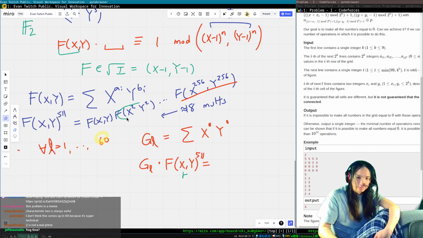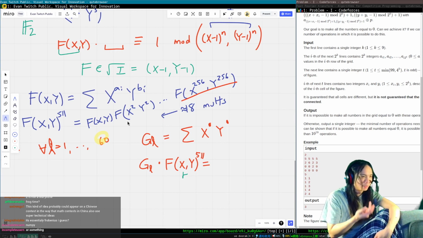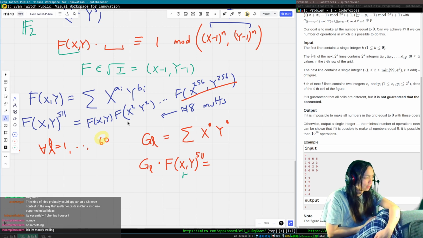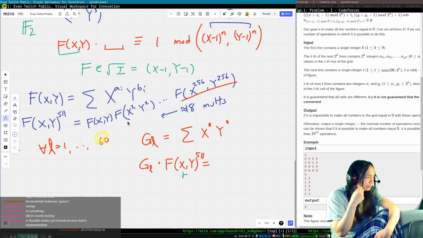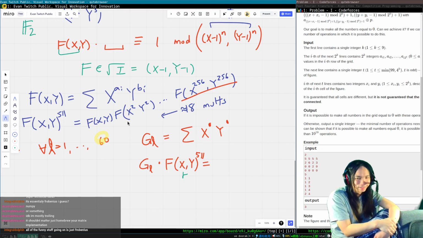Okay. Anyways, how do I implement this? NumPy? Does CodeForces let me use NumPy? I literally don't know, because I don't think I've done linear algebra on a computing problem before. Just homebrew your matrix. I don't know how I feel about that.